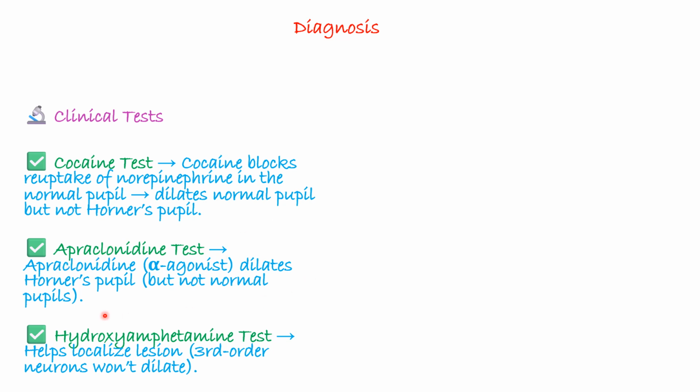The apraclonidine test uses an alpha agonist, which usually dilates the Horner's pupil but does not dilate the normal pupil. The hydroxyamphetamine test usually helps localize the lesion; with third order neurons, the pupil would not dilate.